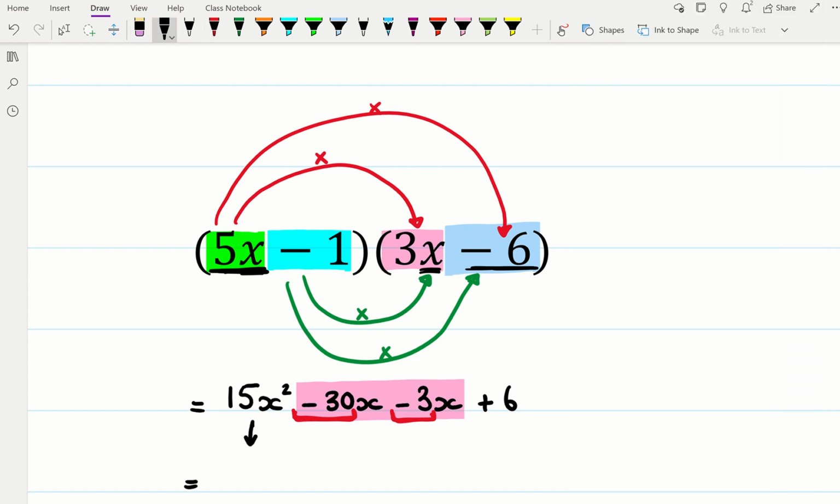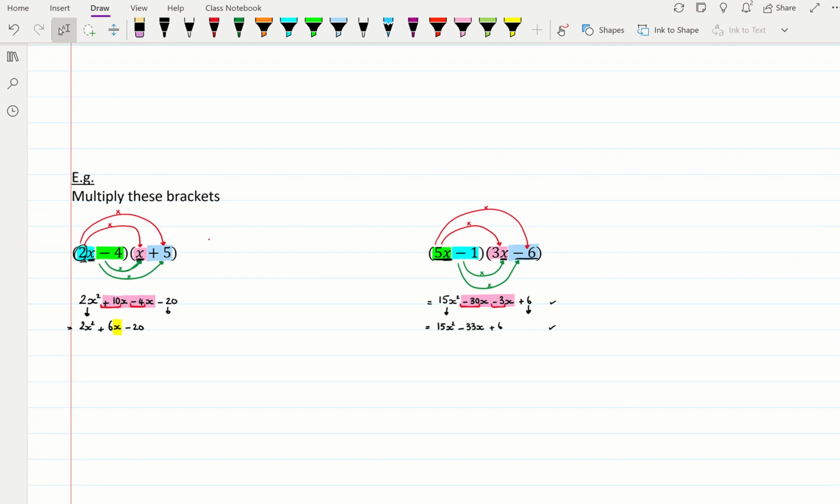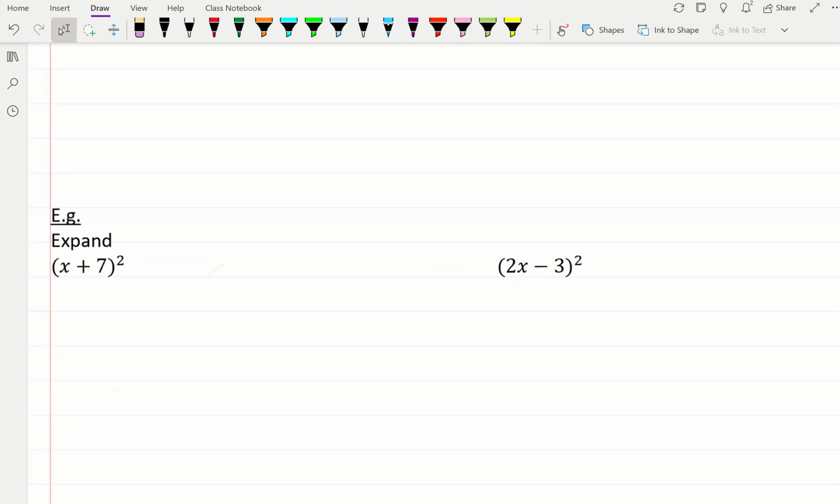So my final answer is 15x squared minus 33x plus 6. And they tend to be 2-mark questions. You get a mark if three of those terms are correct, and you get the final mark if the last one is correct.